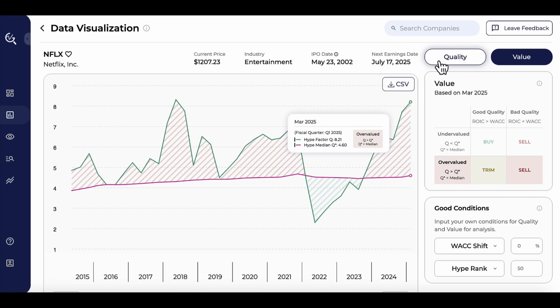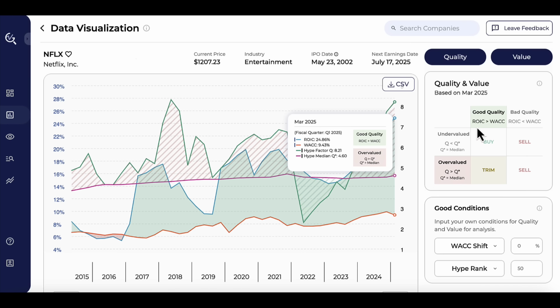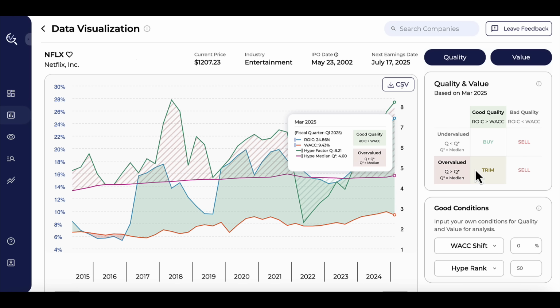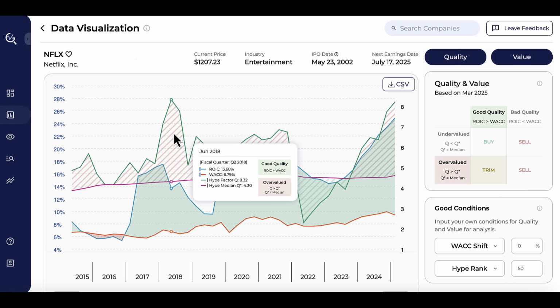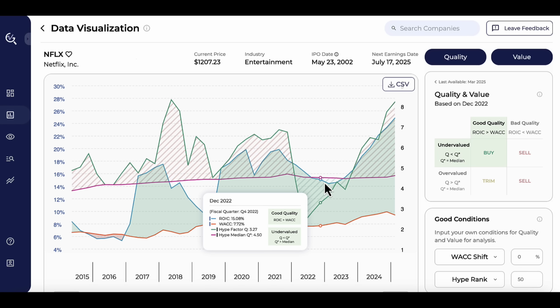And so now if we were to put quality and value together, we see that we're lighting up the good quality and overvalued parts of the trading quadrant. And so that's a recommendation there, trim. Of course, don't take this as a final answer. Use it as a starting point, a framework, if you don't know where to begin in your analysis. Saying, okay, this is a good quality company, but compared to its historical valuations, it may be a little too expensive. If we were to click on another time, so for example, going back to here, let's say 2022.